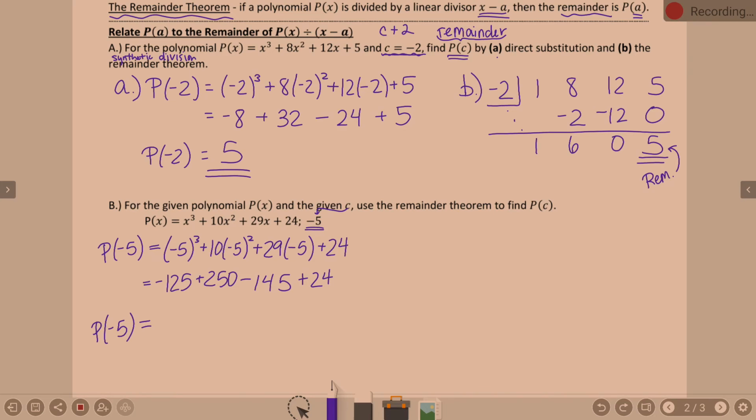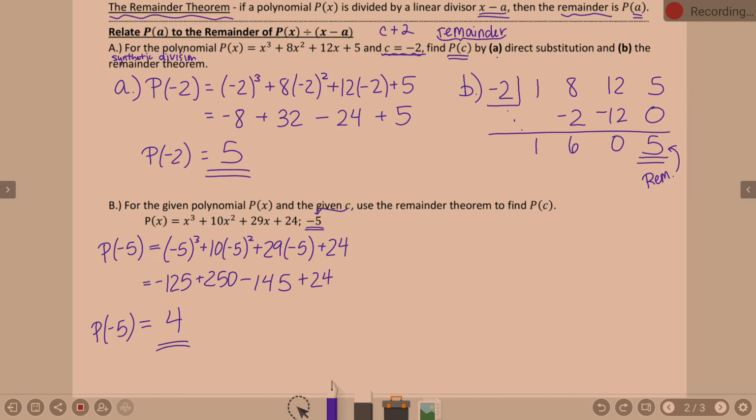Negative 125 plus 250 is 125. 125 minus 145 is going to be negative 20. Negative 20 plus 24 is 4. Am I matching up with the calculator answer? I match up with my answer key. Okay. That's a great method. It works, right? If you ask me my preference, I'm going to say I'd prefer synthetic division, but if that's your preference, that's fine.